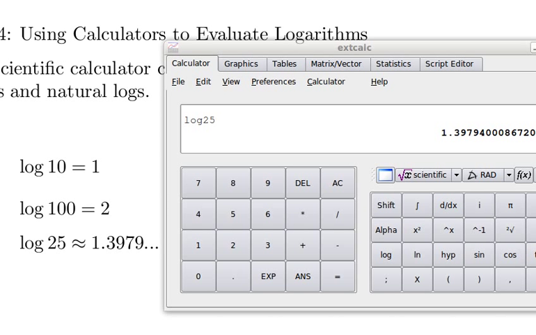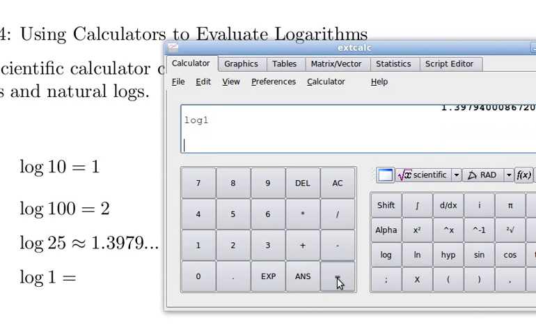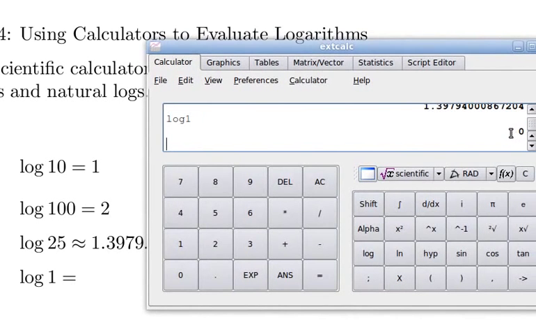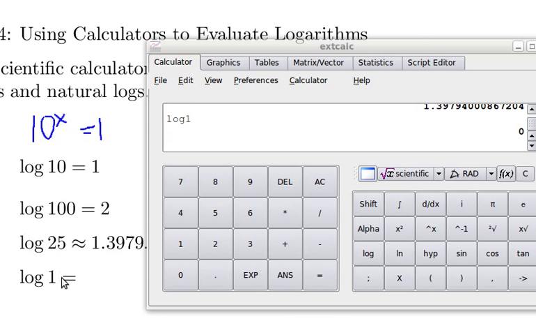Now let's do one more. What is log of 1? Okay, so log of 1 equals 0. And that makes sense, because this means 10 to what power equals 1. Well, anything to the power of 0 equals 1. So it makes sense that log of 1 will equal 0.